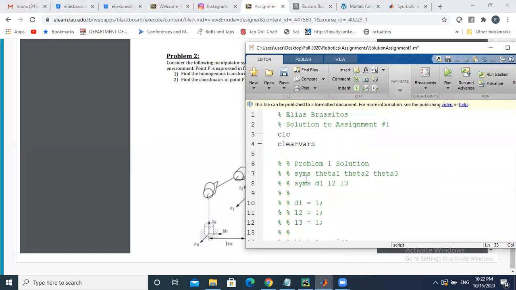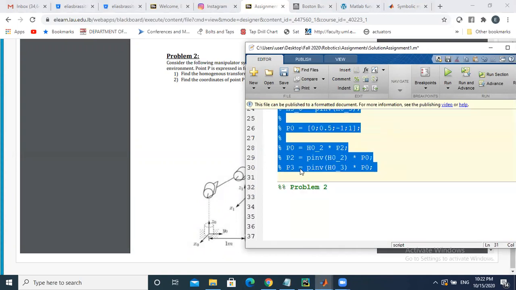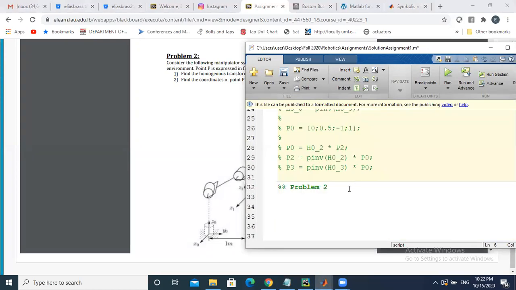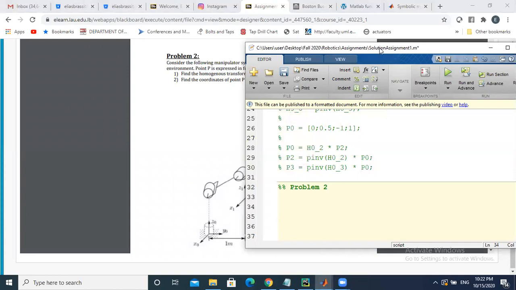Let me do one comment here. Now we can separate them. All right, so this is the first problem, and now problem 2.